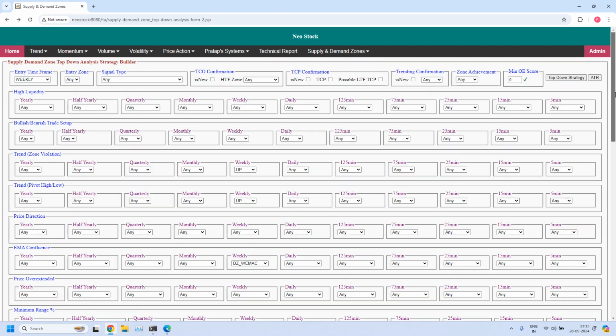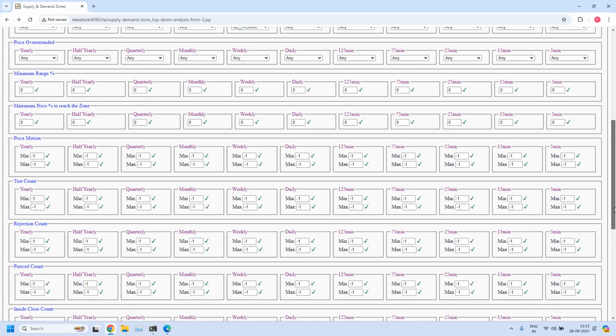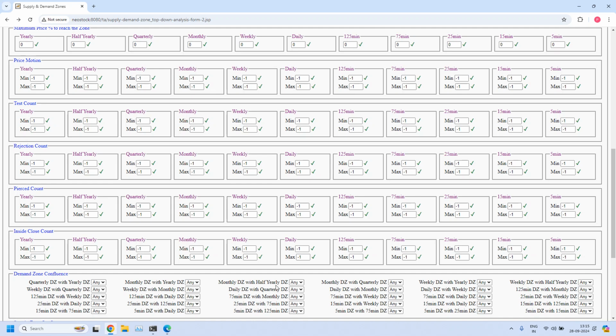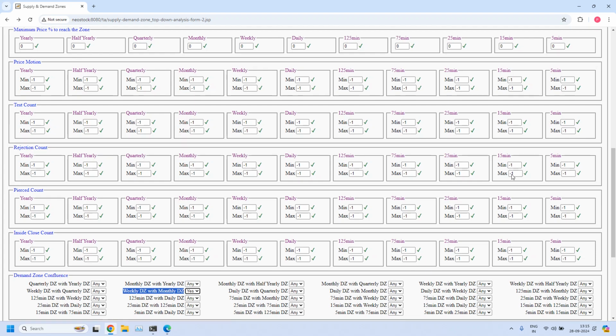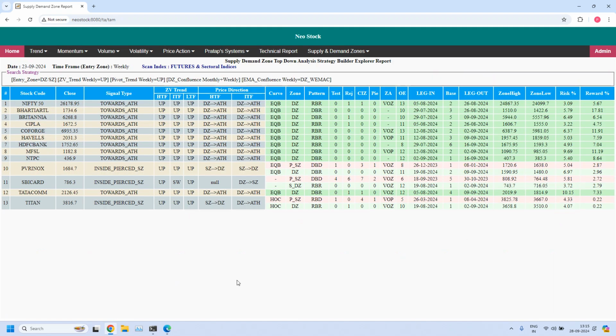Already all these zones are having weekly EMA confluence. Now we are looking for zone confluence, demand zone confluence. So in the demand zone confluence, a weekly demand zone should have monthly demand zone confluence. I am enabling the filter. Let's verify. See, now the list has come down to 13. Now it is easy for you to analyze these 13 stocks and plan your trades.